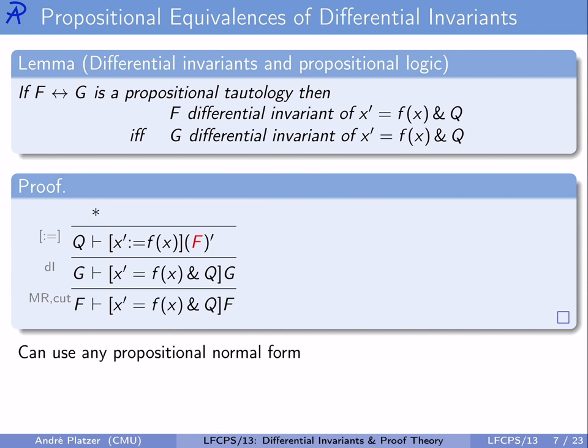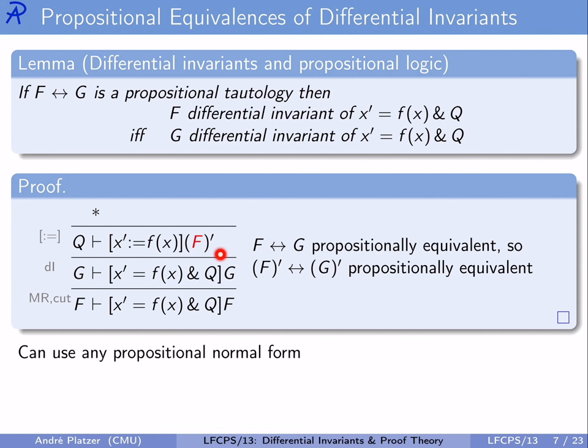Why, though? Well, if I assume that G is a differential invariant, how would I be able to use that to show that F is a differential invariant? Because, well, it doesn't matter whether I write down F prime or G prime here, since F and G are propositionally equivalent, so are the differential of F and the differential of G. So it doesn't matter which of the two I'm writing down. So if one of them has a proof, the other one will have a proof as well.